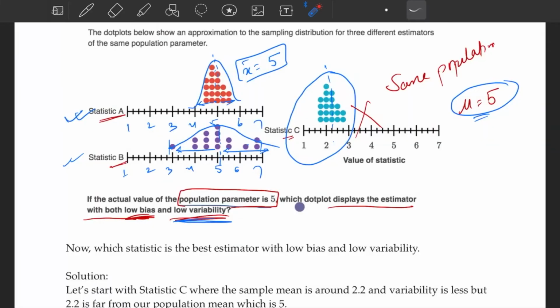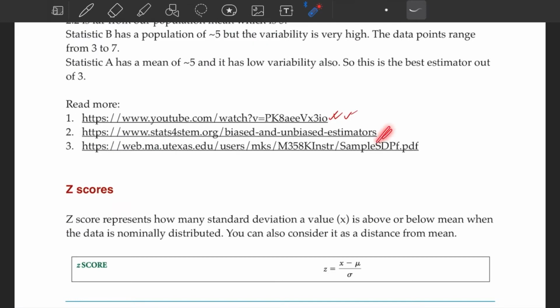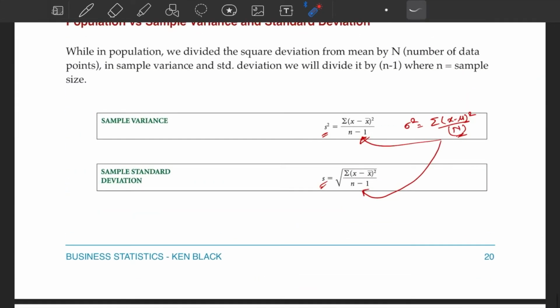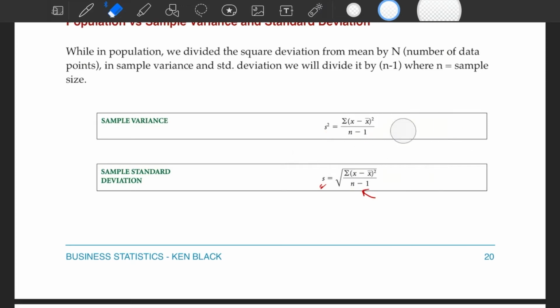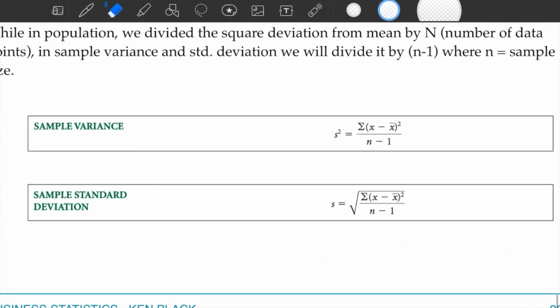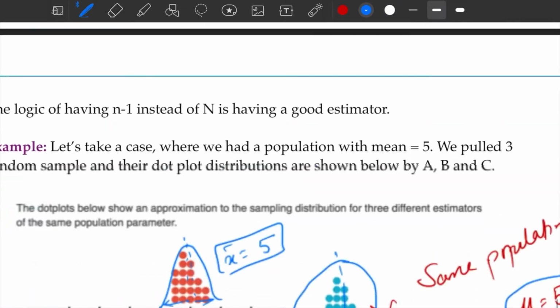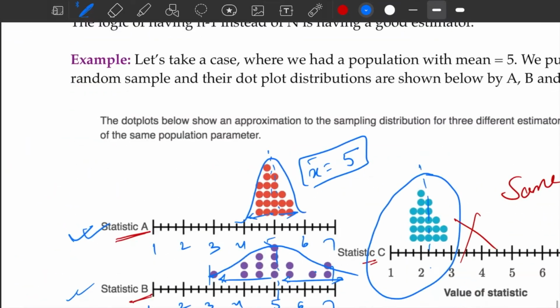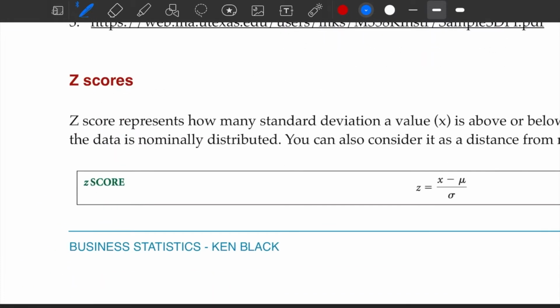But if you want to study it in detail, feel free to watch these videos and some papers where you will find more explanation about this topic. Okay, so now let's remember that the sample variance and standard deviation have the same formula with n-1 instead of n. Okay, so this is sample variance and sample standard deviation.